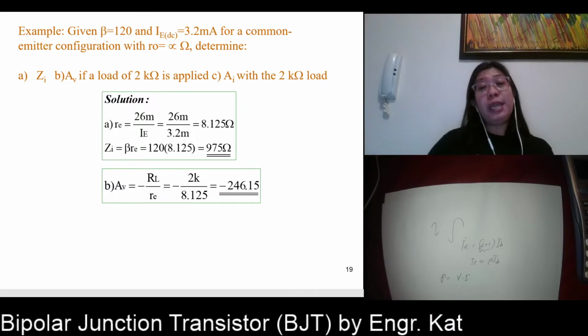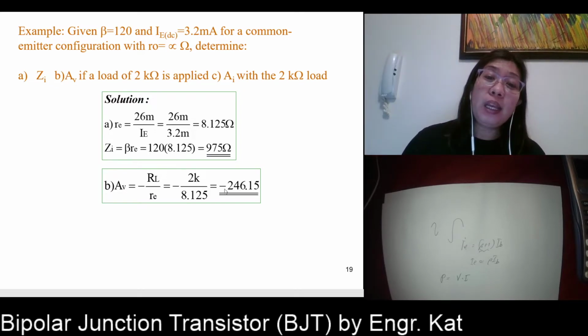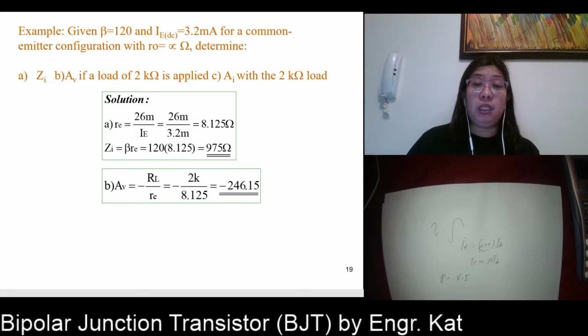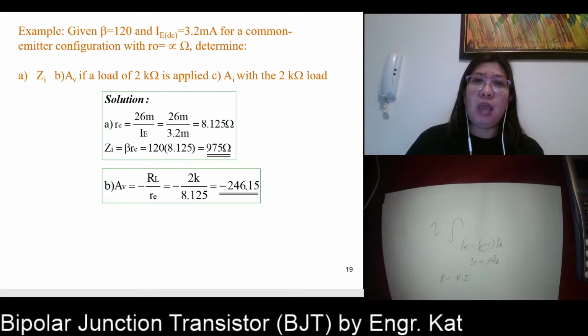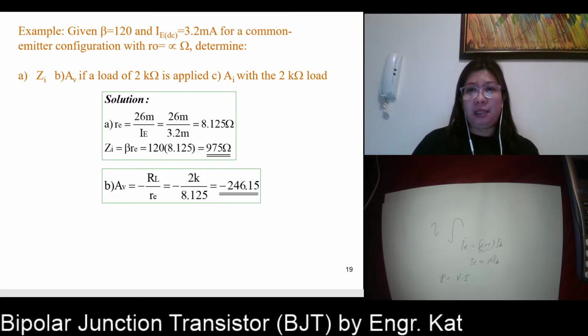Don't forget to write the negative sign here, because if we have no negative sign, your answer is wrong. Why? Because if you don't have a negative sign here, then we don't have a common emitter configuration. Rather, we have a common base, because common base has a positive voltage gain. So the negative sign is very, very important. You will not say it's just a negative sign. No, it's not like that. The negative sign implies that we have a common emitter configuration and not a common base configuration. So you have to be very specific with the sign.